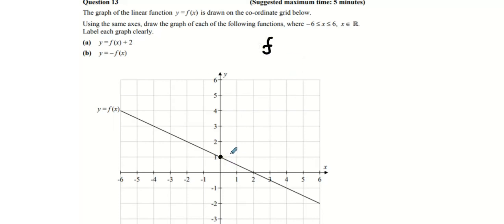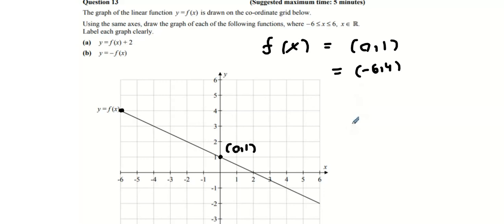Okay, so let's look at some points here. 0, 1 as an example. So 0, 1. What's it? Minus 6, 4. These are for f of x now. Okay, and finally, the last one's going to be, just say for argument's sake, 2, 0. This is what f of x is, alright?